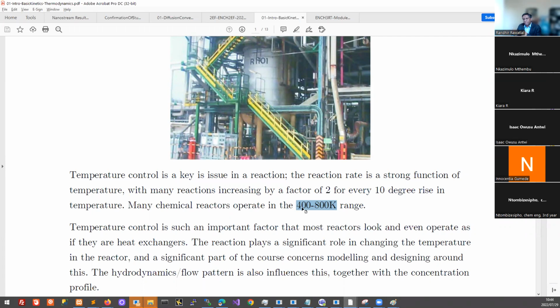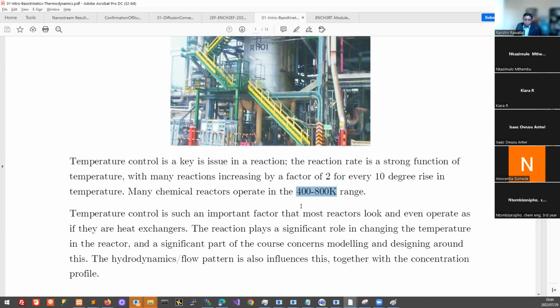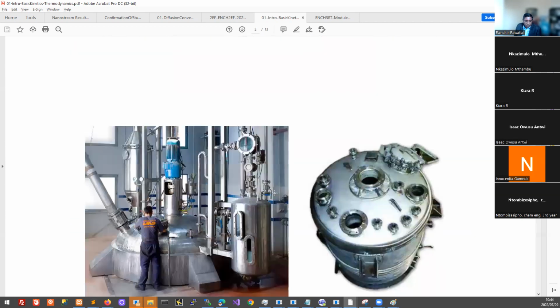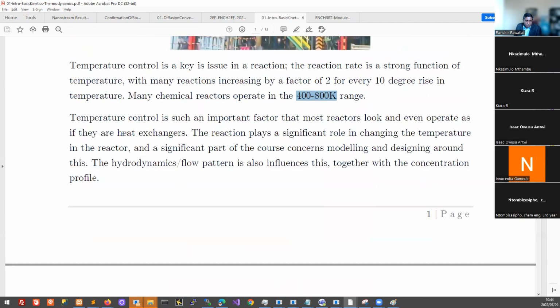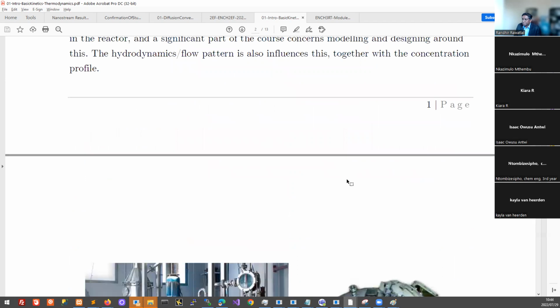It's when you start going under even 373 Kelvin, when you start to need refrigeration, then the process expense starts to rise. So that's one of the things we look out for. And so with temperature control being so important, the thermodynamics of the whole system does matter as well.